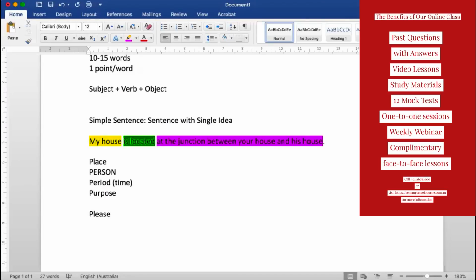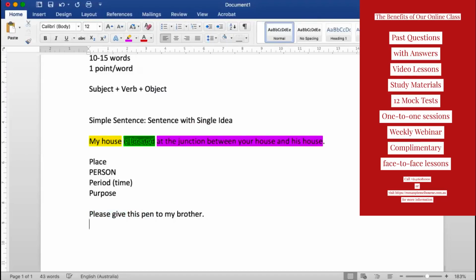Please give this pen to my brother. In this one, you can see that we don't have a subject, but it's starting with a verb. Please give this pen to my brother. So the phrases here are, please give this pen, to my brother. So this is how you need to practice.